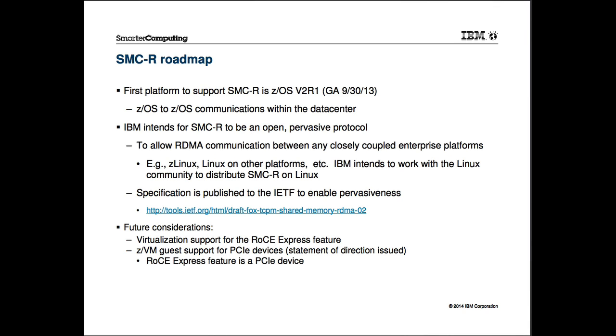So it's important to understand the roadmap. Right now it's only on z/OS with V2R1, so you can do z/OS to z/OS communications in the data center. IBM intends for it to be an open pervasive protocol. We have opened up the protocol, we have donated the intellectual property, and we've specified the publication to the IETF. A link to the RFC is there in the slide. Future work that we're looking at is virtualization support for the RoCE Express feature, so it can be virtualized like OSA. And we've also got a statement of direction that z/VM is going to provide guest support for RoCE devices.